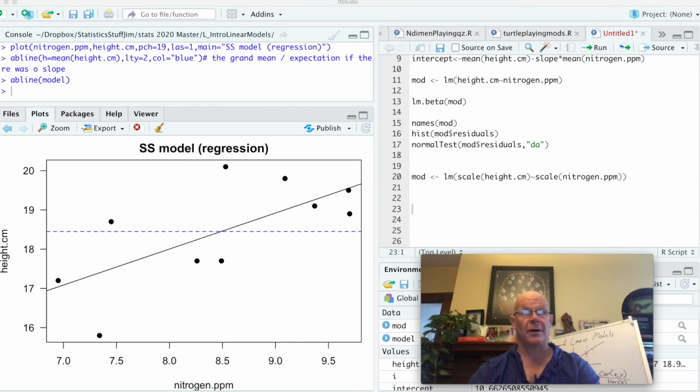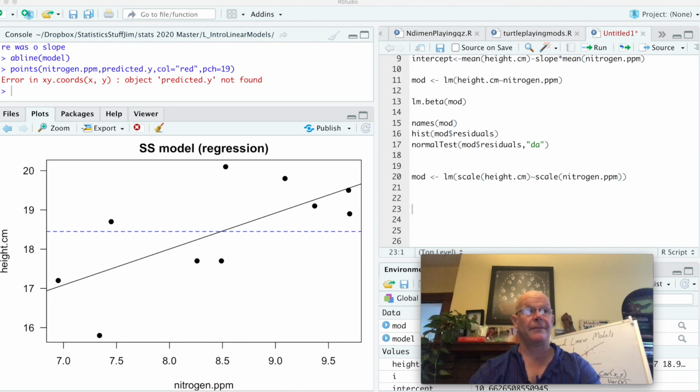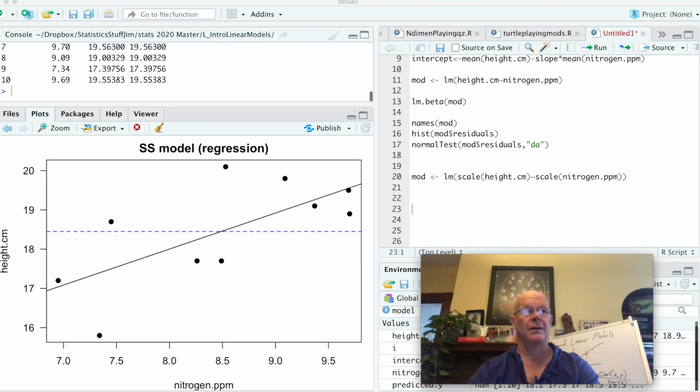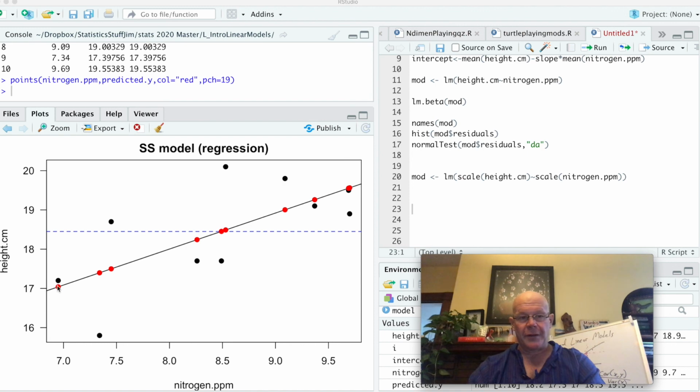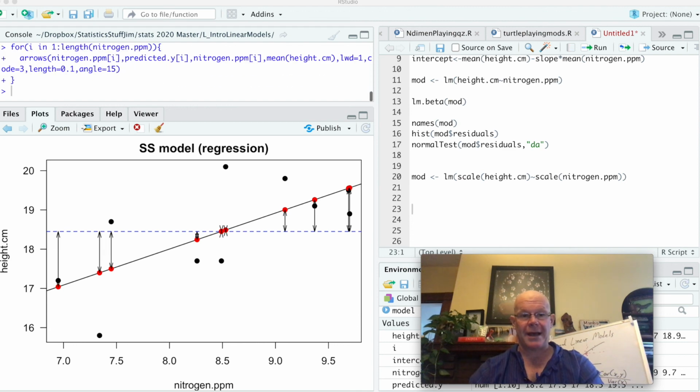There we go. And so these red dots here, those are our predicted values according to our model. And then what we would take are the distance from all of those predicted values to the mean. That is going to be the sums of squares associated with our model. And so we can call that the sums of squares of our model or the sums of squares of the regression. All right, so we got that.